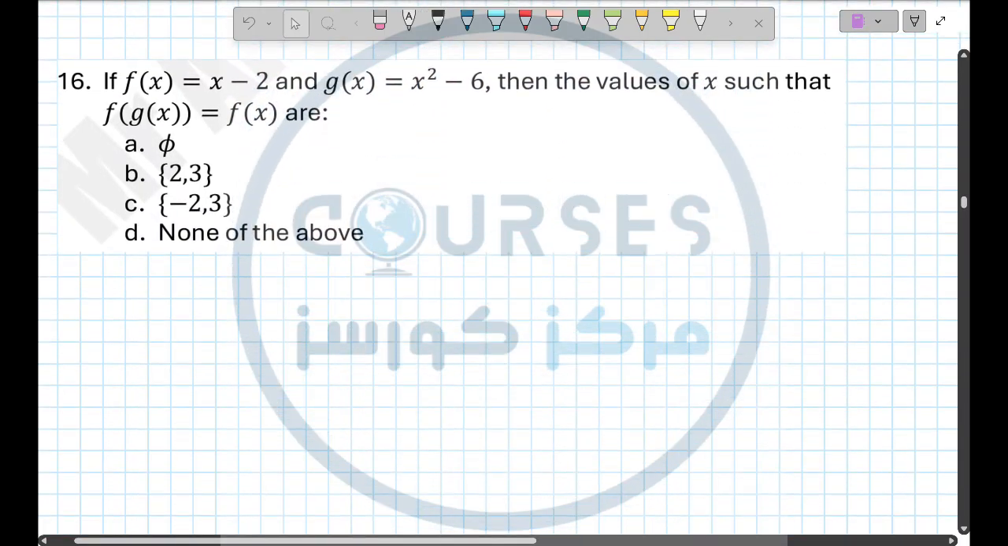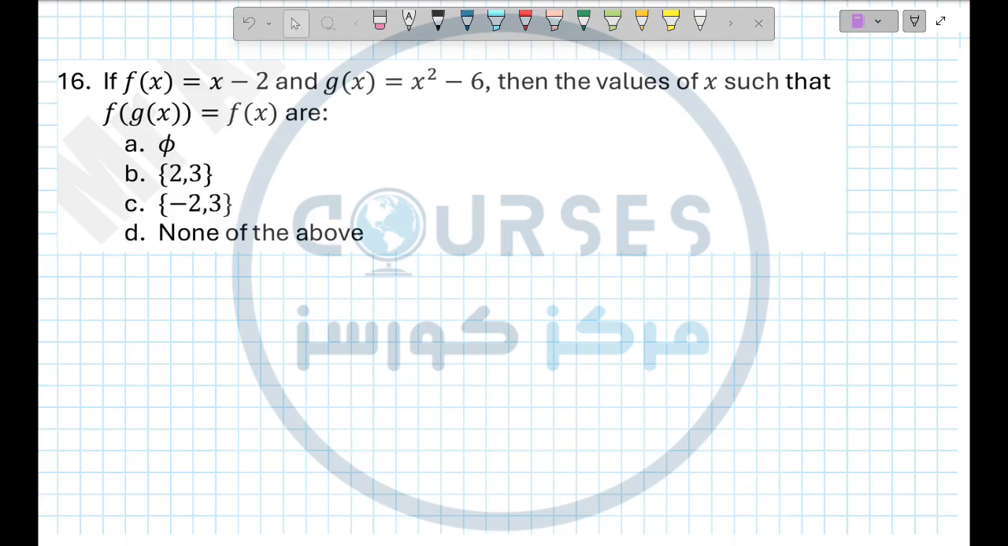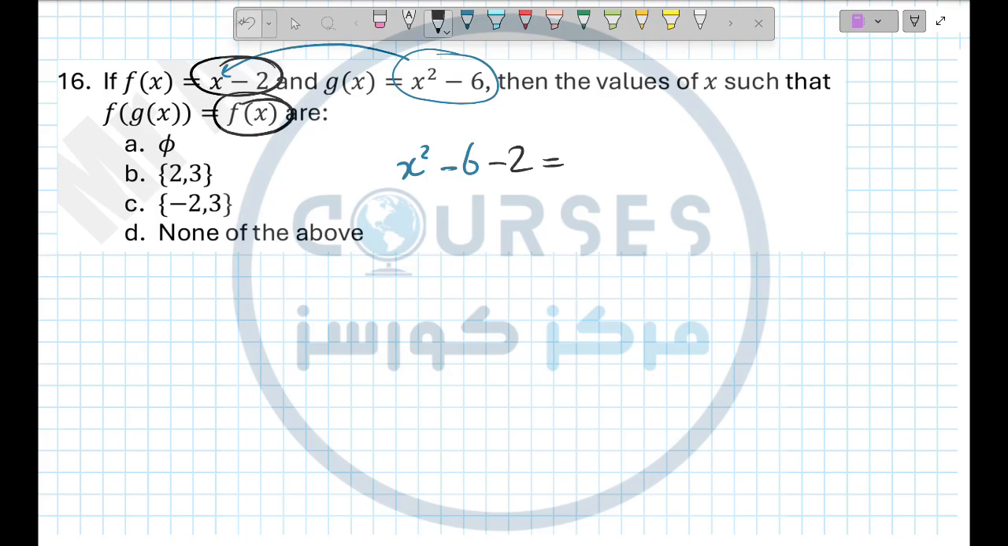Okay, if f of x equals x minus 2 and g of x equals x squared minus 6, then the values of x such that f of g of x is equal to f of x. Okay, so he wants g inside of f, and we make it equal to f. So g inside of f, so that's going to be, instead of x, x squared minus 6, and then minus 2. Equal to the normal f of x, which is x minus 2.